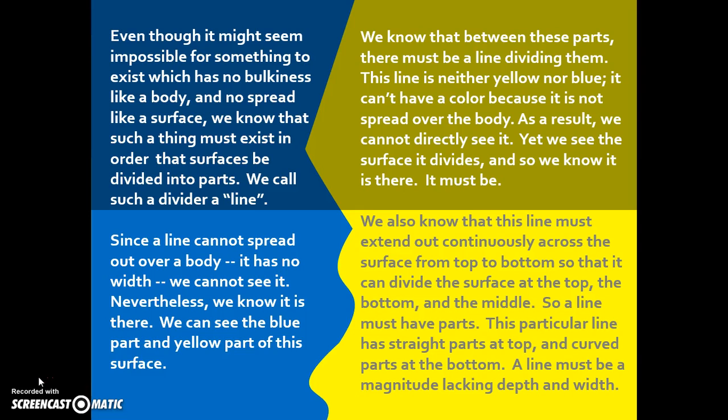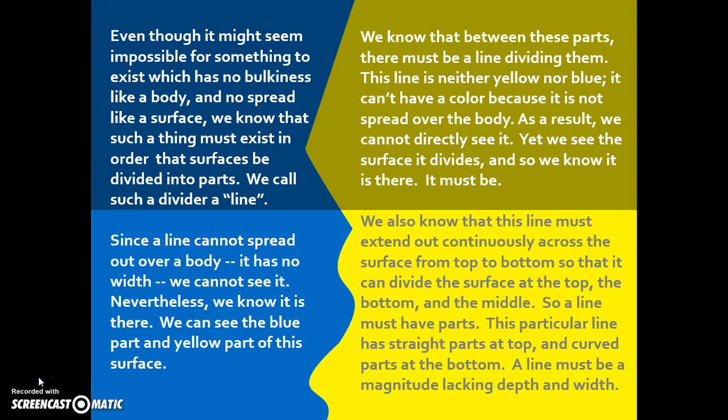Since a line cannot spread out over a body, it has no width, so we cannot see it. Nevertheless, we know it is there. We can see the blue part of this surface and the yellow part of this surface. We know that between these parts there must be a line dividing them. This line is neither yellow nor blue. It can't have a color because it's not spread over the body.